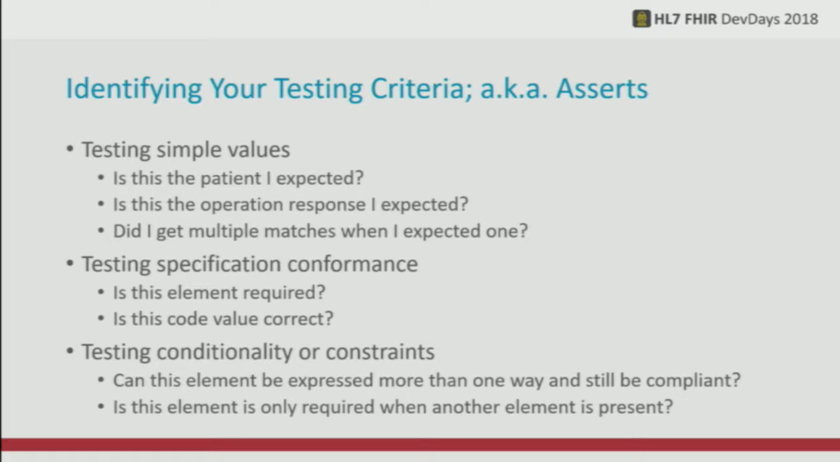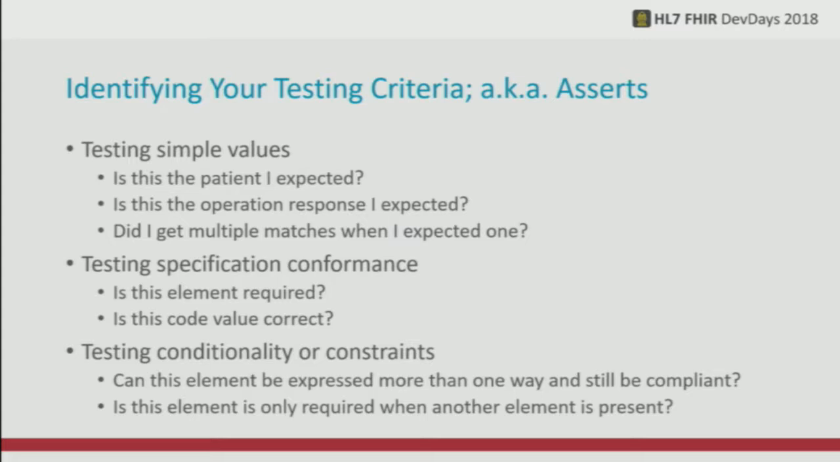One of the aspects of testing is defining what your test criteria are. From the FHIR testing perspective, those criteria or rules are known as asserts. You execute an operation, and following that operation, you have one or more asserts. You can do things like test simple values. Is this the patient that I expected? Is this the operational response, the HTTP response code, that I expected? Did I get multiple matches when I expected only one?